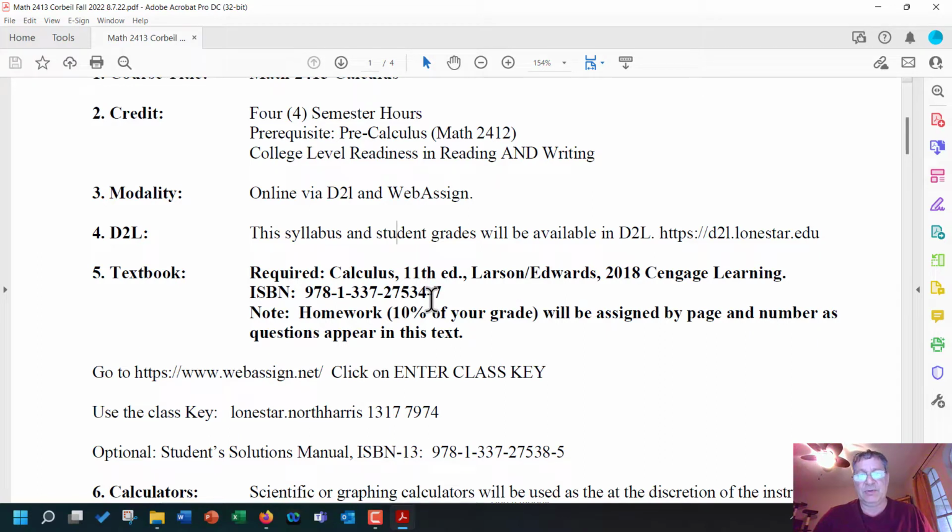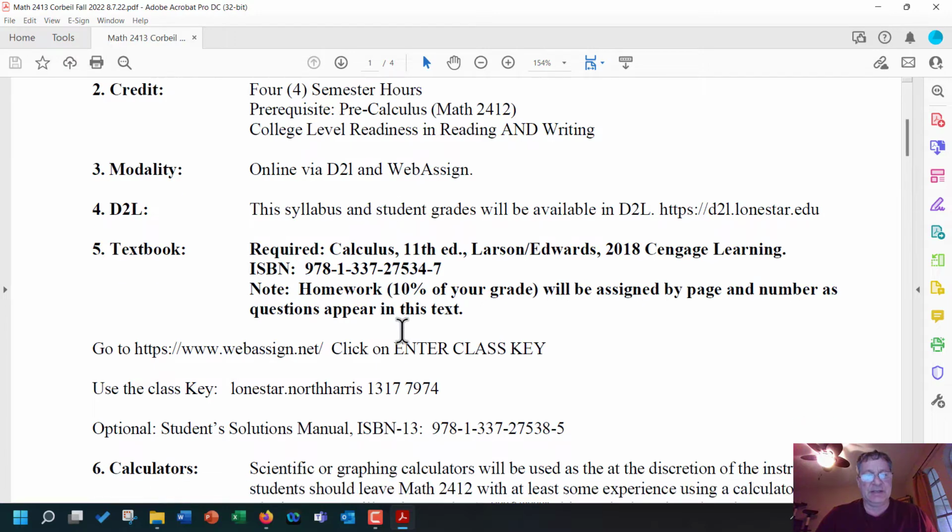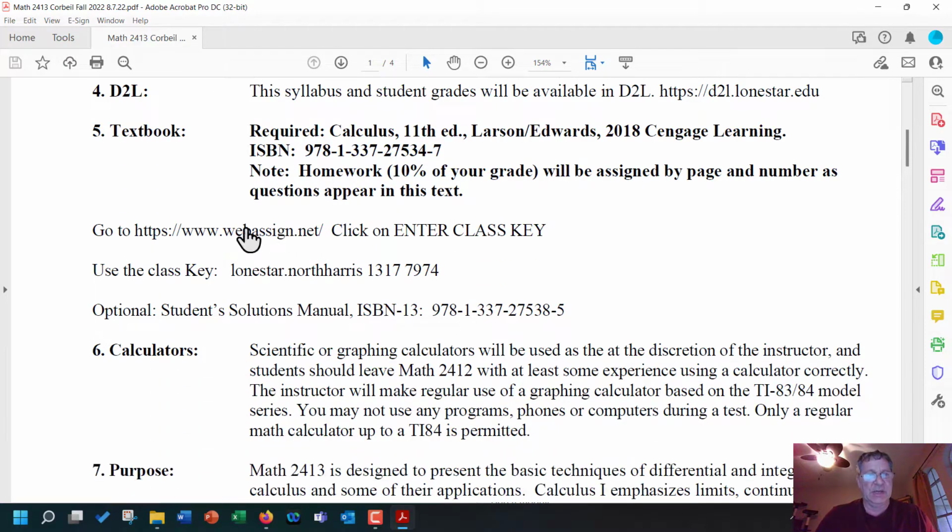This is available through Cengage Learning. That actually has a link. The easiest way to get the textbook is to go to www.webassign.net, click on Enter Class Key, create your course, use this class key, and then you can pick up the course. You must get into my course using this class key. If you use any others, you won't be able to see my assignments. So you need to go in there.